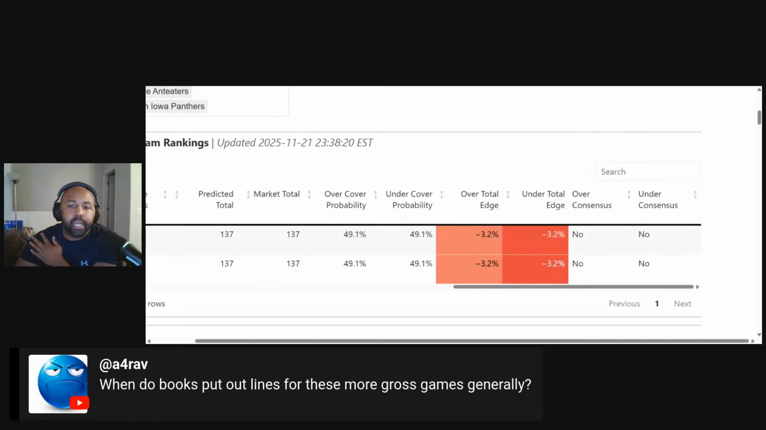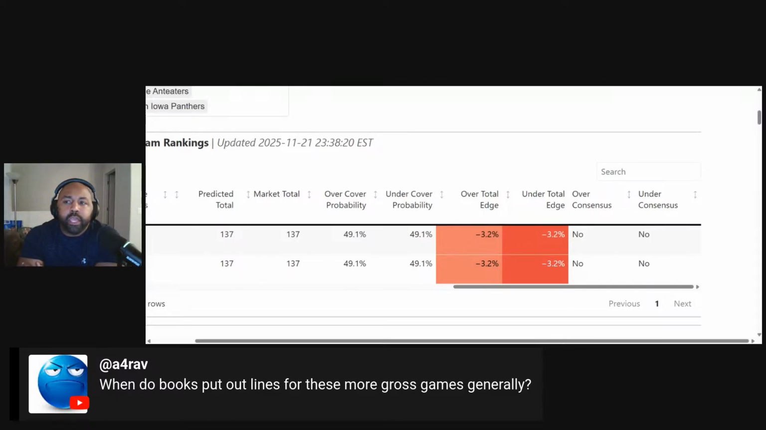Let's see. When do books put out lines for those more gross games generally? So I'm in Arizona. Right now we're on Mountain Time, but normally we're in Pacific. I see games typically load up around 8 p.m. Pacific, when I see the big slate, the normal slate, which is a combination of your Power Five and some of your gross games. Then it depends on what the day is. During the week, I didn't see Stonehill on Caesars until this morning. I got it on FanDuel, but Caesars didn't post it until this morning. FanDuel had it late last night around 8 or 9 o'clock.